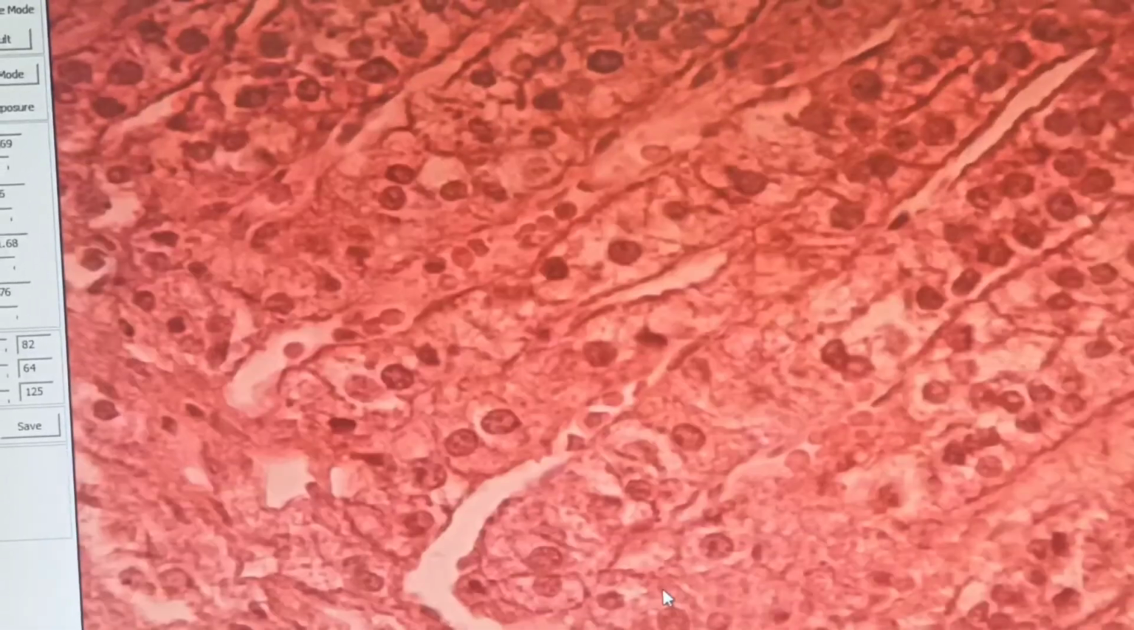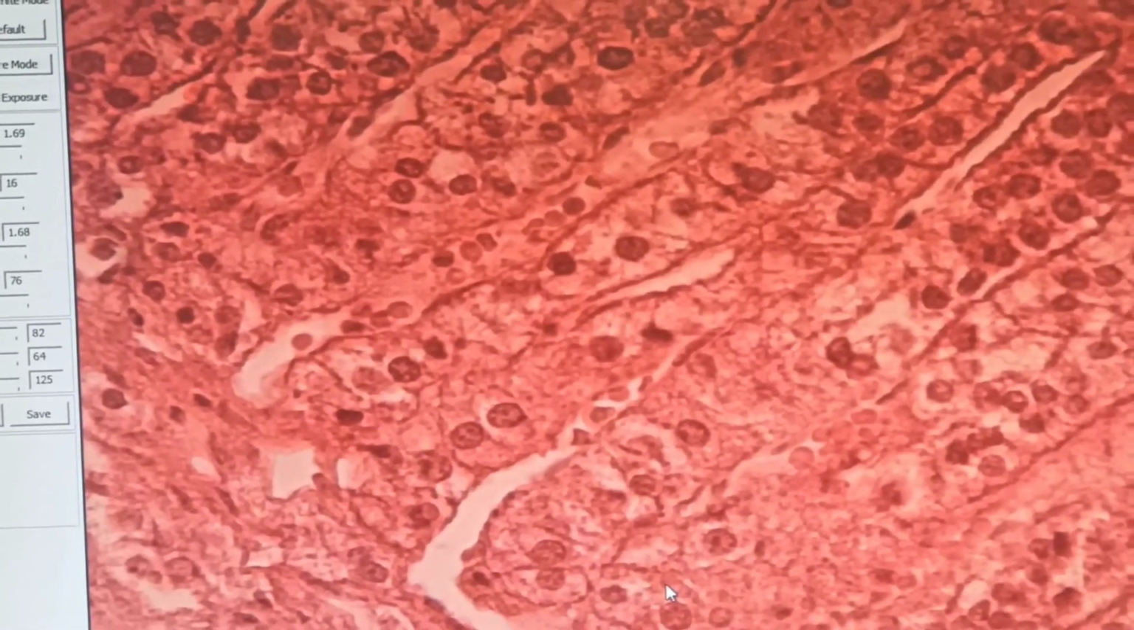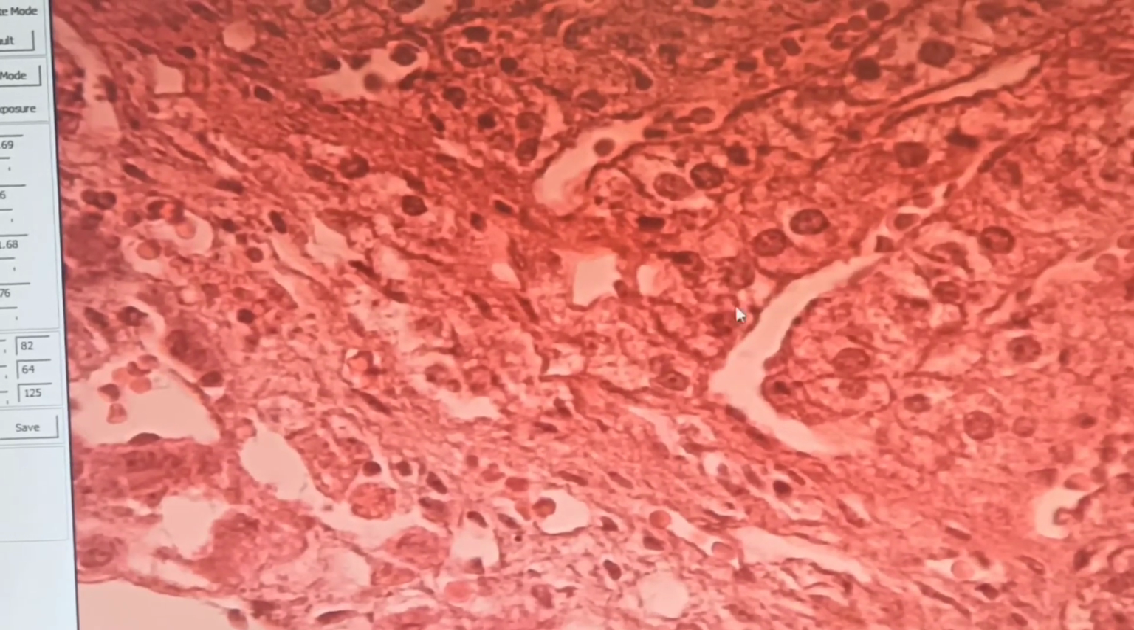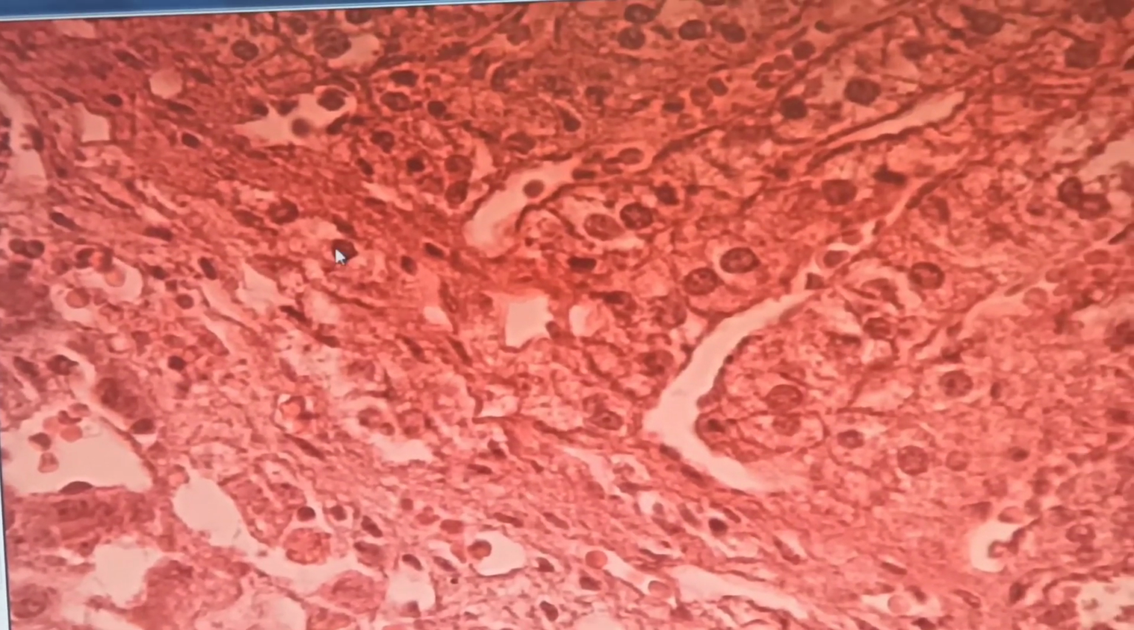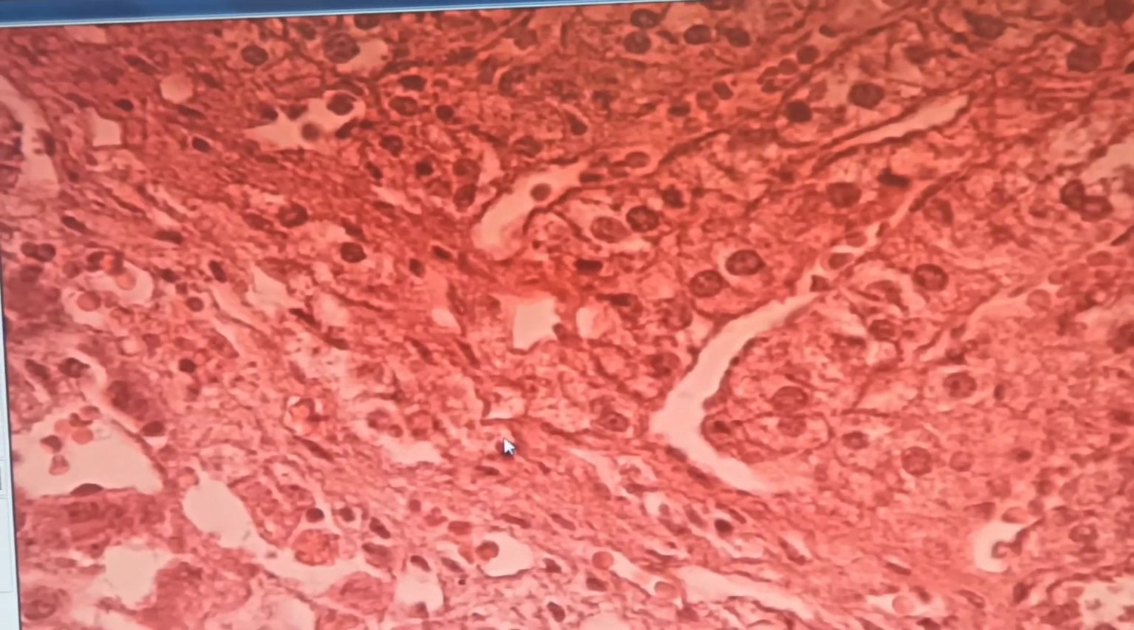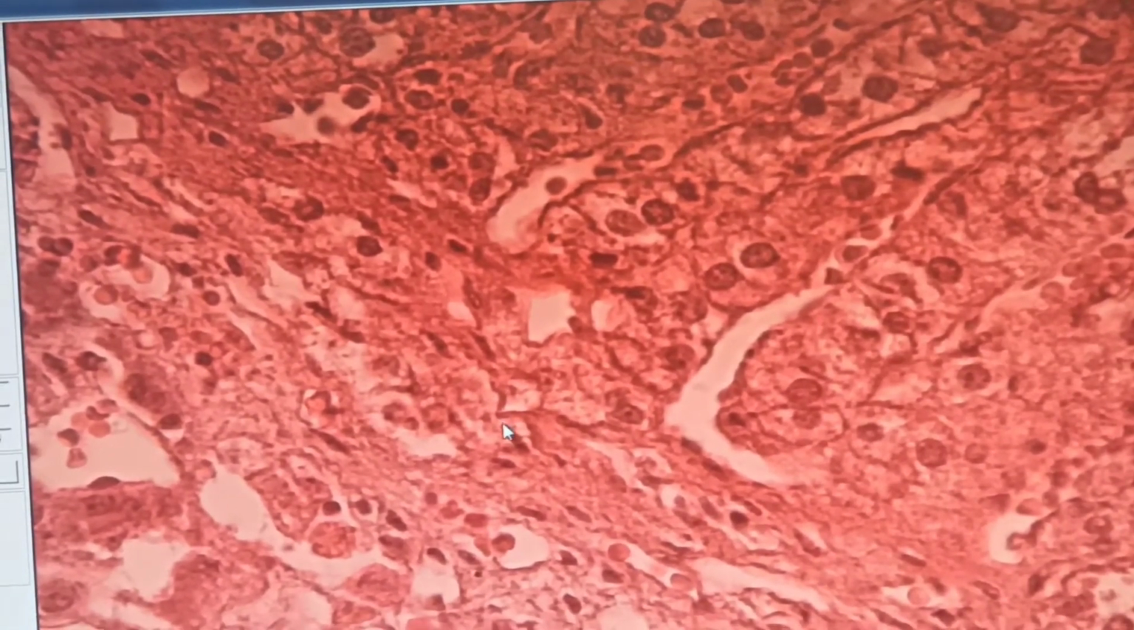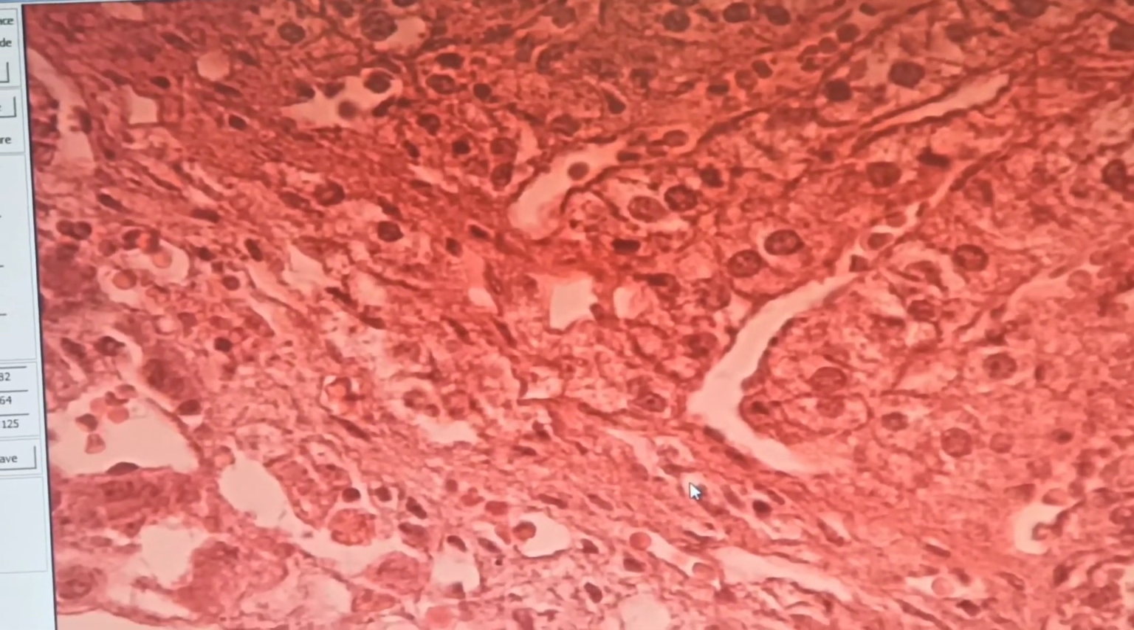And next to the cortex we have zona reticularis. With the reticularis, yes.